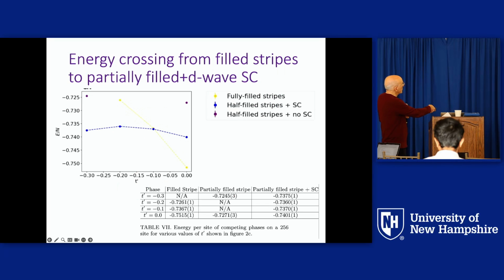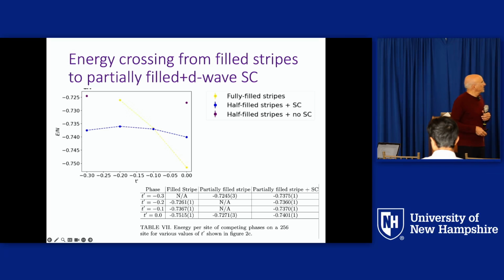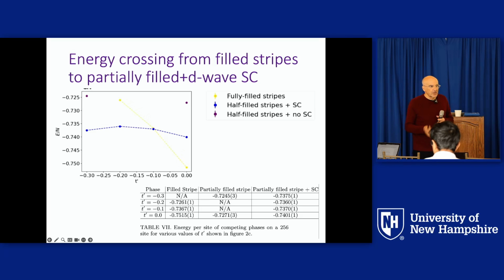If you want to know a little bit more, this is how the energies cross as a function of T prime, because obviously this half-filled stripe plus superconductivity has to cross the fully filled non-superconducting stripes at some point as a function of T prime, and this crossing of energy takes place around T prime equal minus 0.1. If you are interested in the energies of these different states on a 256 site system, they are listed here. By the way, none of these results on superconductivity are published yet, and this is going to be a paper, I hope, in a few weeks.